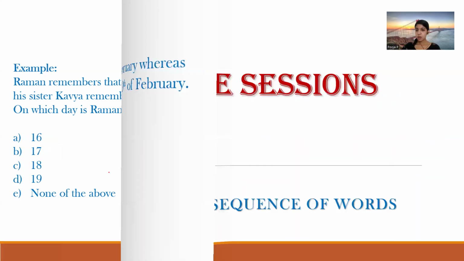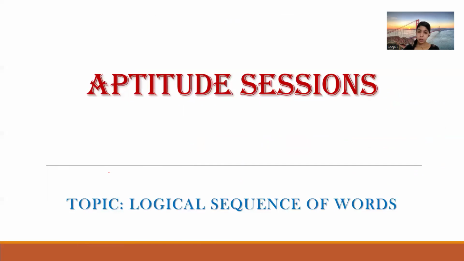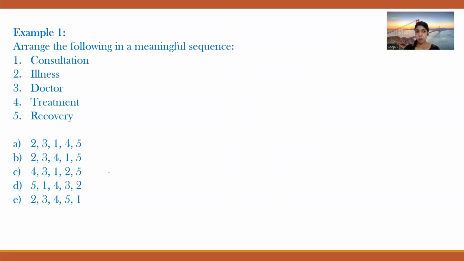So fine. Moving on to the next topic that we have for today, logical sequence of words. So what exactly are we doing here? Some set of words are given, all right? They will be connected in some form. You will have to form a meaningful sequence. I am telling you once again, it will not be a sentence. It will be a sequence, nothing but the order in which the words should appear logically. So let's take a few examples.